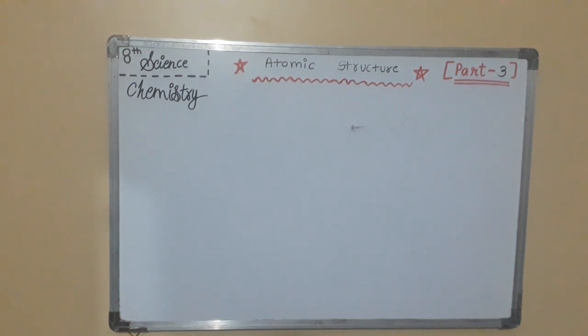Today we will learn Class 8 Science Chapter Part 3. In this we will learn about chemistry, about neutrons. How were neutrons discovered? Rutherford was the first scientist to predict the existence of neutrons in an atom, and it was discovered by James Chadwick by bombarding beryllium nucleus with alpha particles.